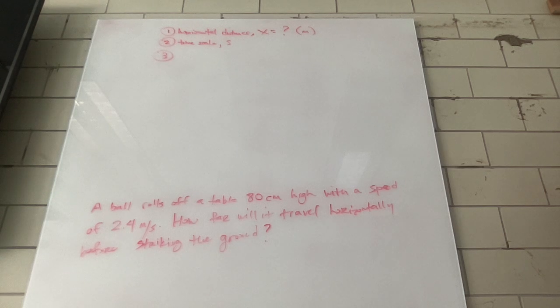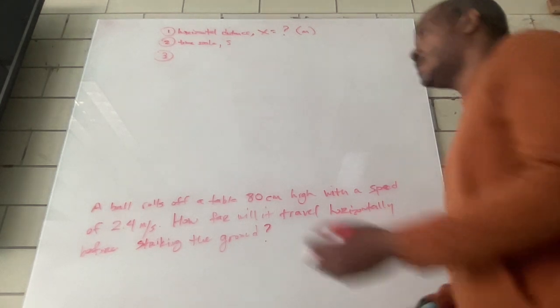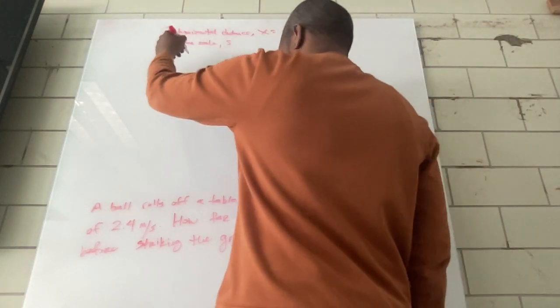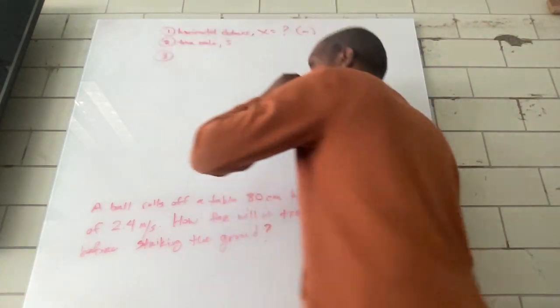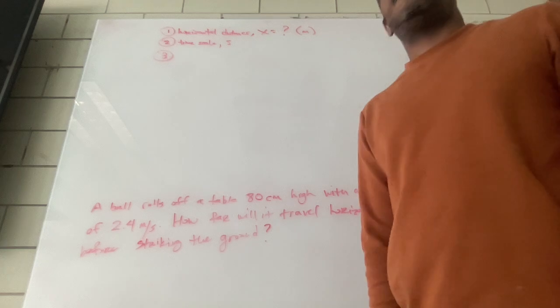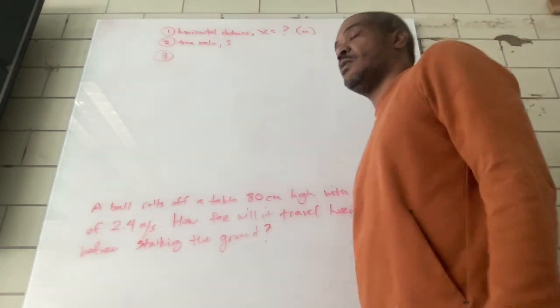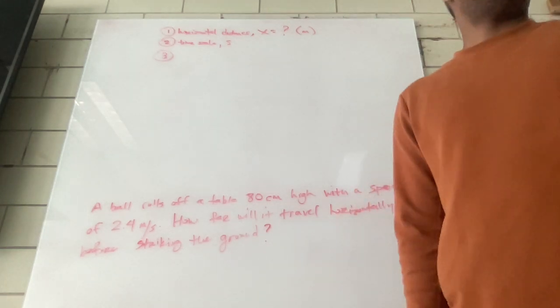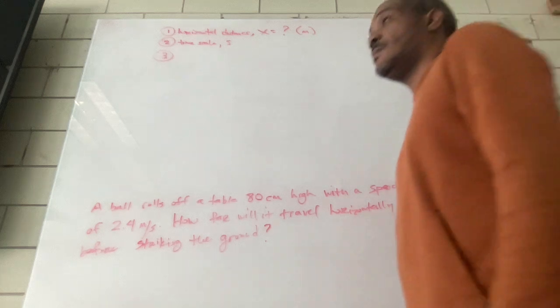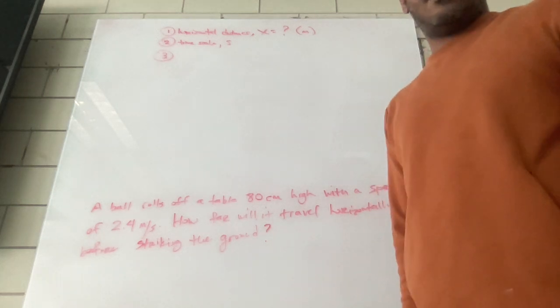This is when we get all the information. It's the givens, right? So we write down the givens. So what are the givens? 80 centimeters. What is 80 centimeters high? The height of the table.